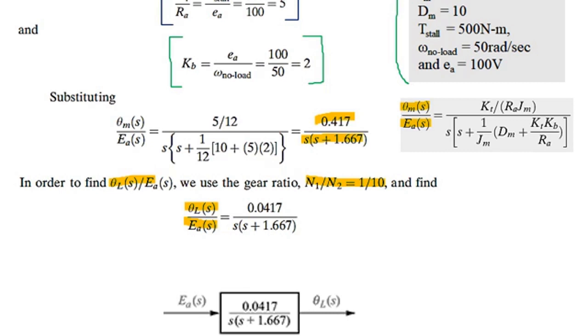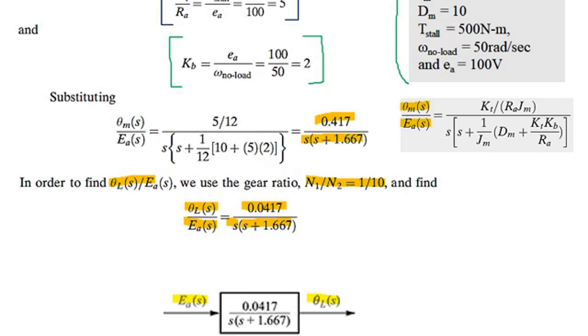Now N1 over N2 is equal to 1 over 10. So our desired transfer function, load angle of DC motor divided by applied voltage, will be equal to numerator of 0.0417 divided by S plus 1.667 whole multiplied by S, where S is the Laplace operator. And this is our desired transfer function.